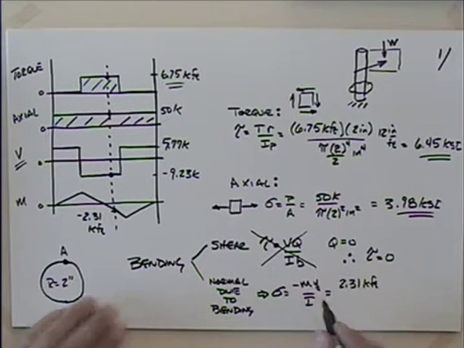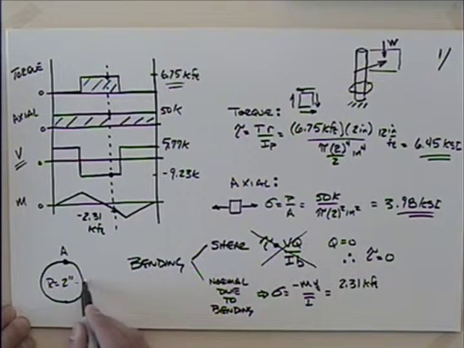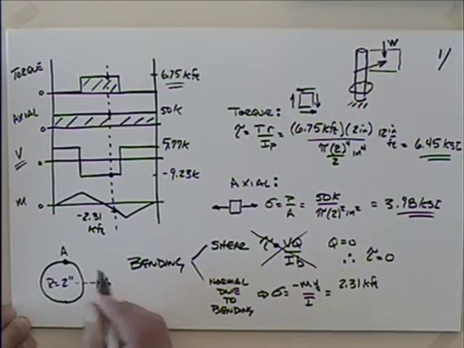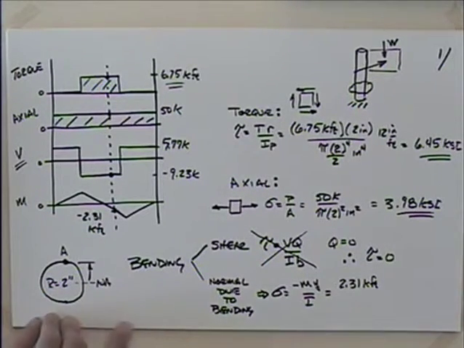And then the y, if I look at the neutral axis, would be here. So what's the distance from the neutral axis up to point A? That'd be the radius, wouldn't it? 2 inches.